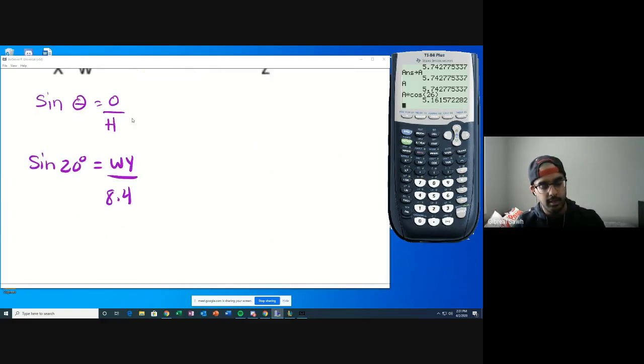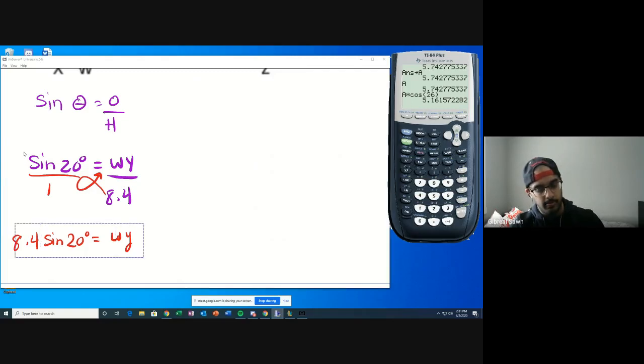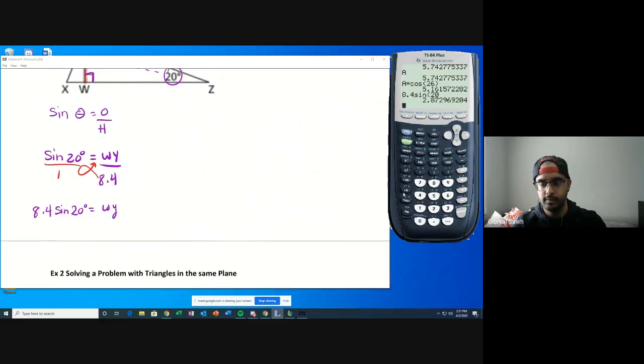Okay, we need to actually get that WY by itself. So again, you can divide by 1. My variable's on top. So we're going to do 8.4 multiplied with sine 20 and then divide it by 1. So what's going in your calculator is that 8.4 multiplied with sine 20 degrees. That'll give us our WY. Okay. So if we do 8.4 sine 20, enter, that's going to give us 2.87, a whole bunch of stuff.